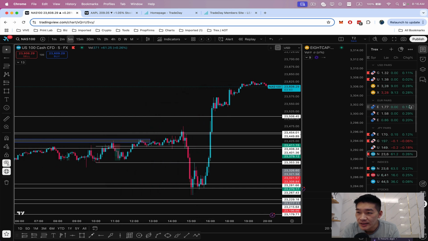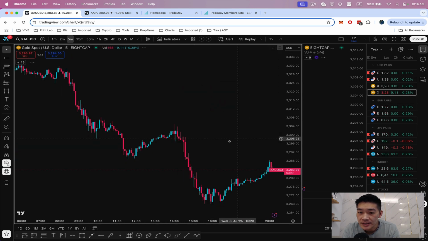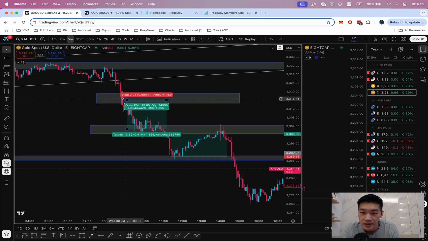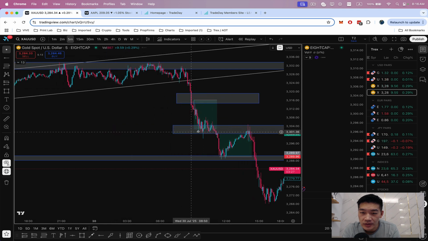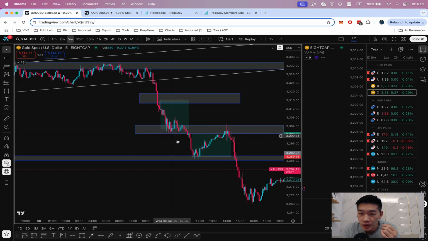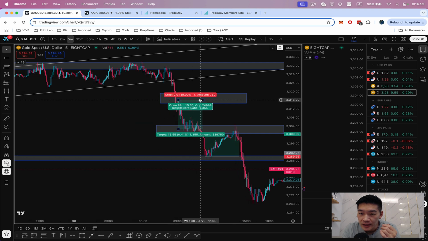So that's NASDAQ. Now on gold, we also had some position on gold as well. One being here, when news came out, big drop, we wait for the pullback into the fair value gap here, the imbalance, and then we took the sell down to this level here. And then, of course, we did not hold all the way down here.